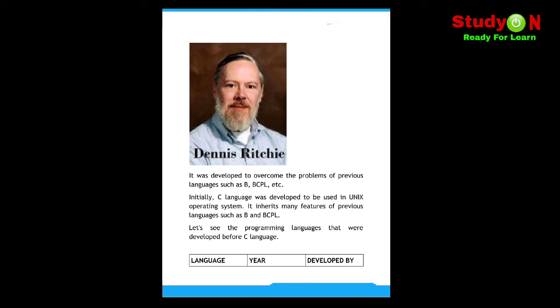It was developed to overcome the problems of previous languages such as B, BCPL, etc. Initially, C language was developed to be used in the Unix operating system. It inherits many features of previous languages such as B and BCPL. Let's see the programming languages that were developed before C language.